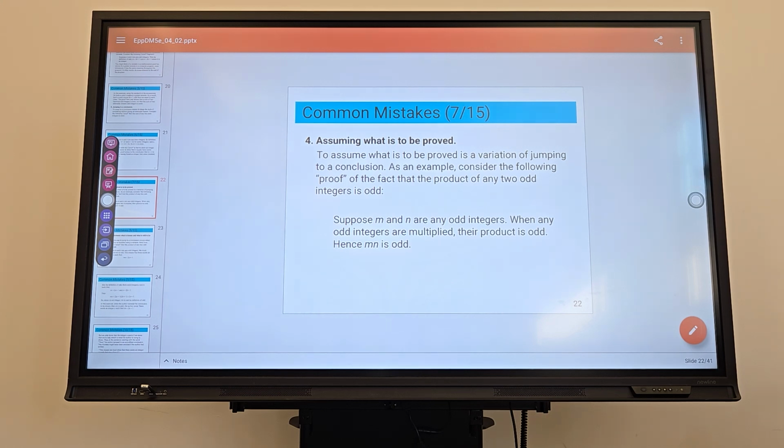Consider this. Suppose m and n are any odd integers. When any odd integers are multiplied, their product is odd. Hence, mn is odd. It's just assuming what you're trying to prove is true, rather than proving it.